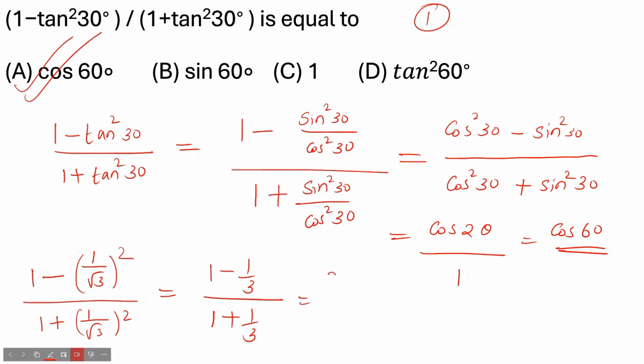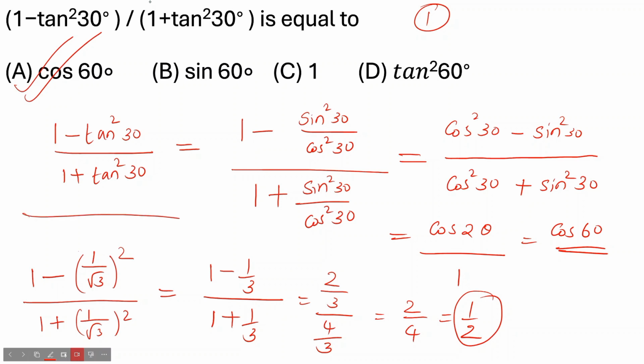Okay, 3 minus 1, 2 by 3 by 4 by 3. Okay, 2 by 4, that is 1 by 2. And here in the options, we only get 1 by 2 for the cos 60 value. Sin 60 is root 3 by 2 and 1 we cannot take because the answer is 1 by 2. And tan 60 is root 3, so tan square 60 will be 3. So answer will be cos 60 itself. Any of this method you can use.